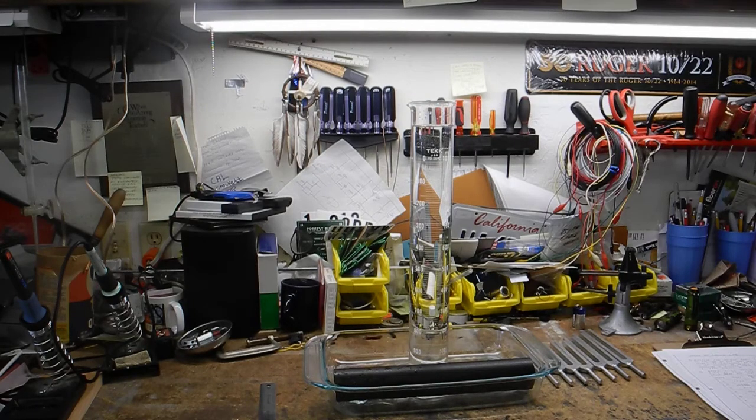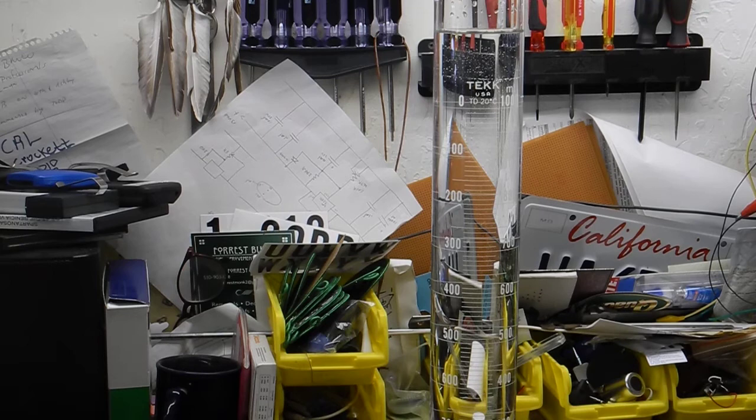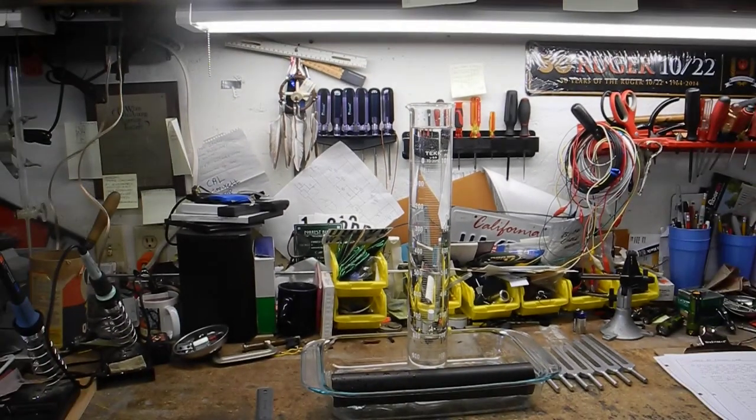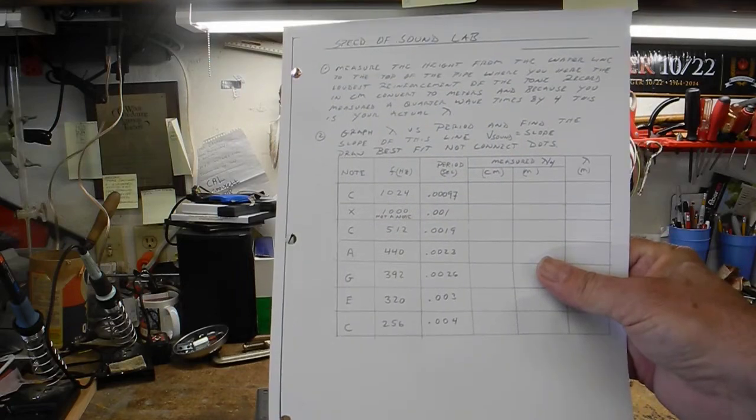Okay, so in this lab we're going to measure the speed of sound, and what we have here is a graduated cylinder. It's kind of hard to see against the background of the workshop. And then you have, hopefully you went and printed out your speed of sound data table right there.